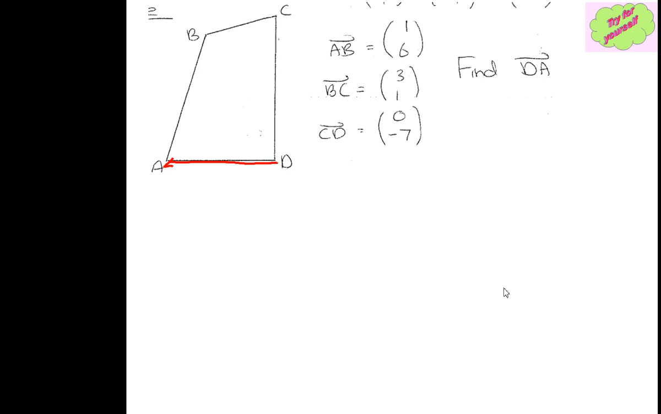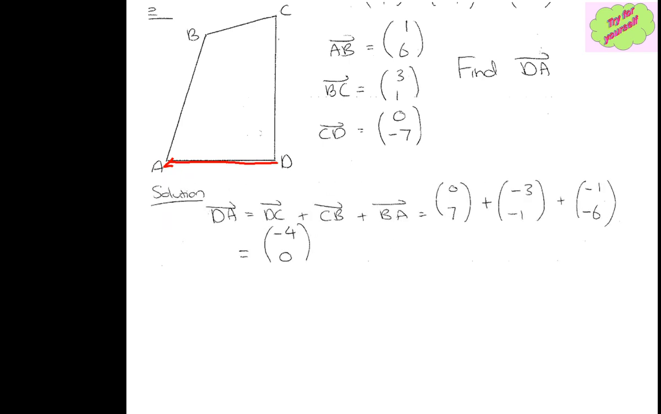Here are a few more examples on the next few pages for you. We know that AB is 1, 6, meaning you go across 1, up 6 to get from A to B. BC is 3, 1, meaning you go across 3, up 1. And CD is 0, minus 7, so across 0, down 7. Find DA. So DA is going this way. So that's something just to be wary of.